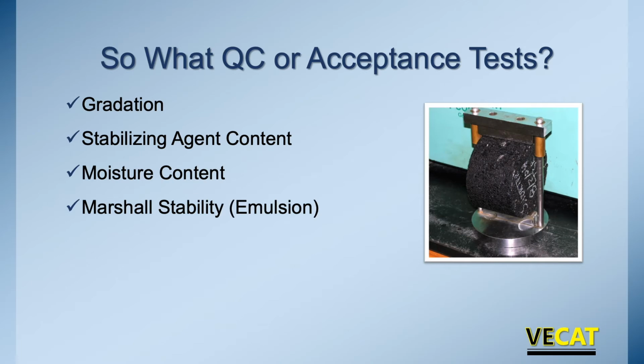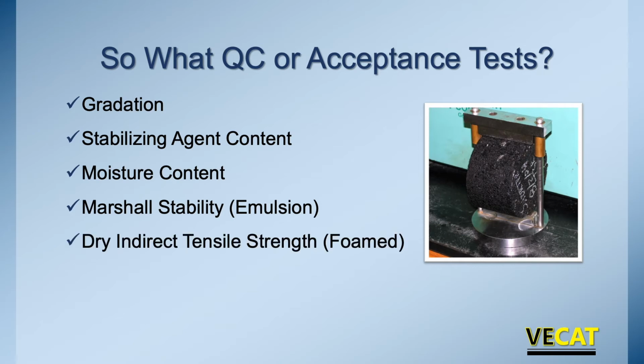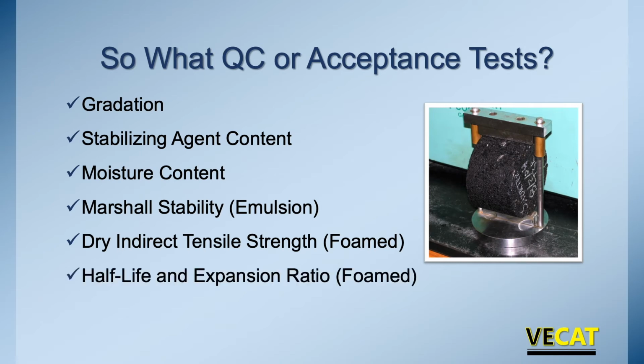We're looking at Marshall stability numbers if we're doing emulsions. That is one of the testing requirements and acceptances in the lab. How strong is it? If it's foamed, we're looking at the dry indirect tensile strength. Since it's two different types of stabilizing agents, it's two different types of tests that have different criteria, and we'll touch on those in just a moment. And we're looking at, with foamed, what's the half-life? What's the expansion ratio? Foamed asphalt is taking a neat binder, so it's an asphalt binder that hasn't been modified with polymers or other things.